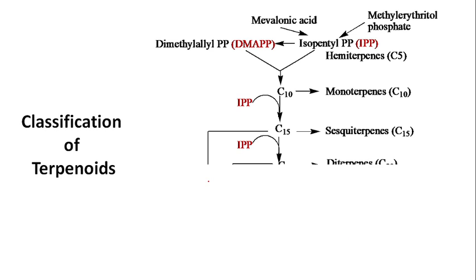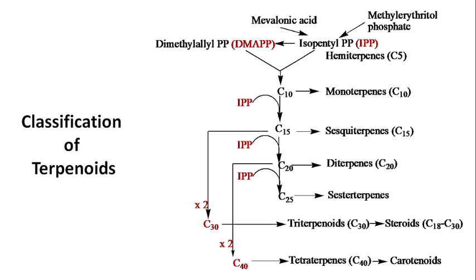Now let's discuss the classification of terpenoids. Terpenoids are classified on the basis of the isoprene units they contain. If they contain a single isoprene unit, they would be categorized under hemiterpenes. The example is the isoprene molecule itself. If the terpenoid or terpene contains 10 carbons, or 2 molecules of isoprene, then it will be categorized under monoterpenes.